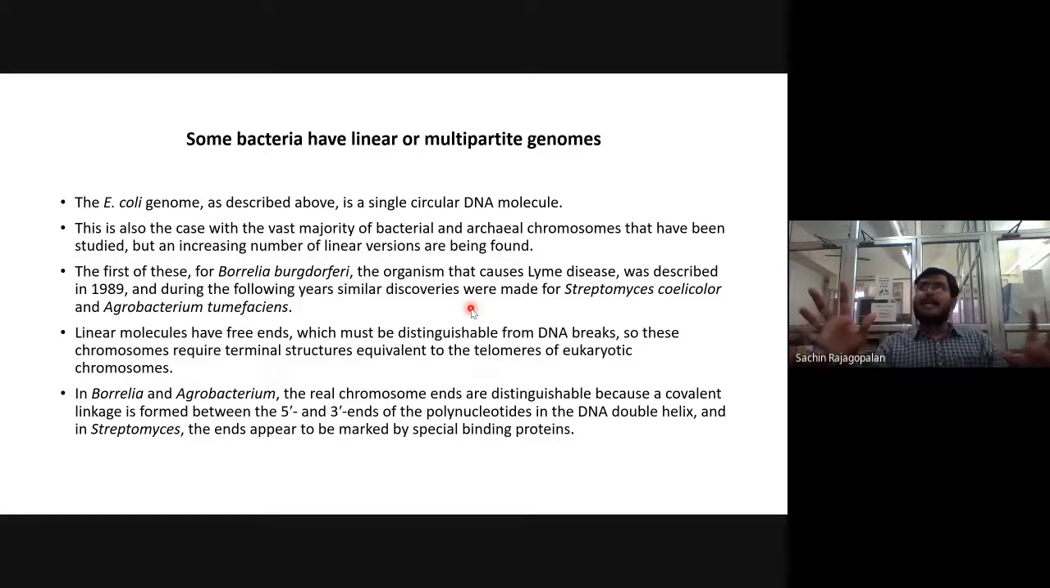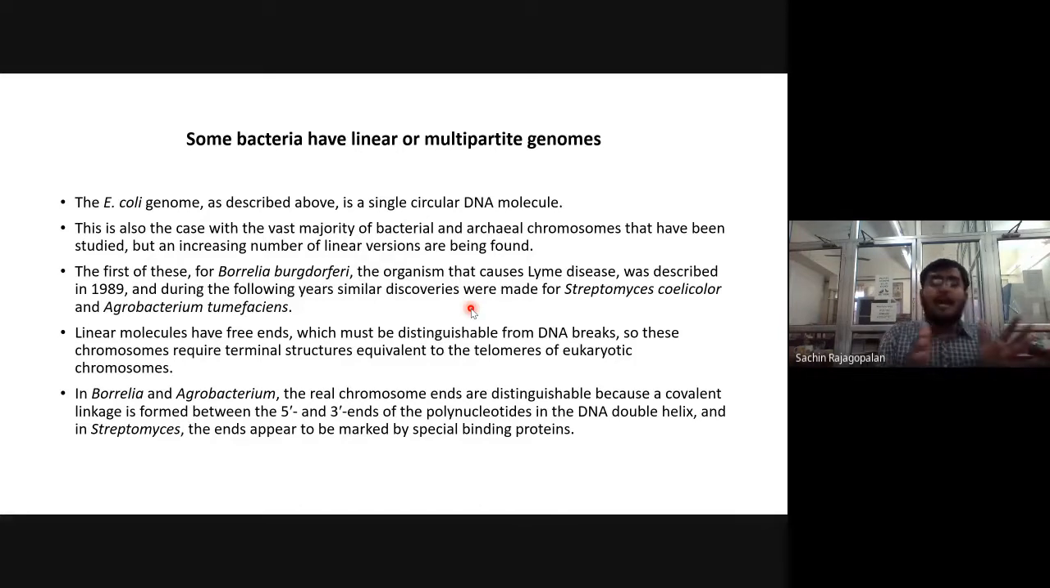So similarly, there have to be specific sequences at the linear terminal ends of your prokaryotic linear genome also, which helps you distinguish that, okay, this bacterium has a linear genome and it is not that uska circular genome tha jo do tukdon mein toot gaya hai. So there are specific sequences at the terminal ends.